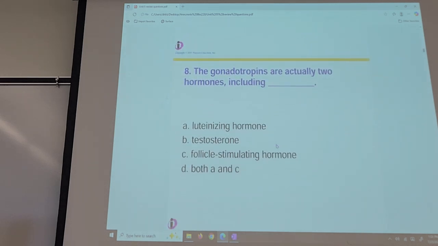Okay. Gonadotropins are actually 2 hormones, including what? A and C, right? Luteinizing hormone and follicle stimulating hormone, they both go to the ovaries and testes and promote the formation of gametes and or secondary sex characteristics, right?